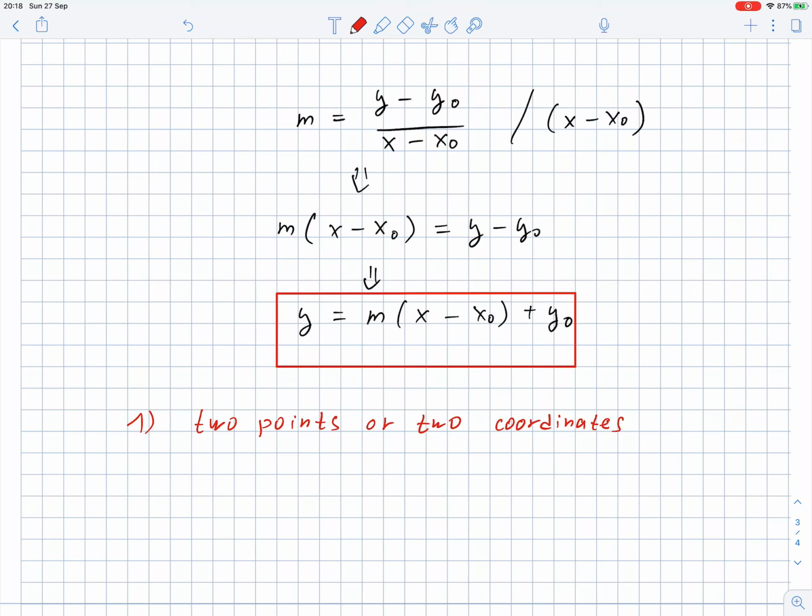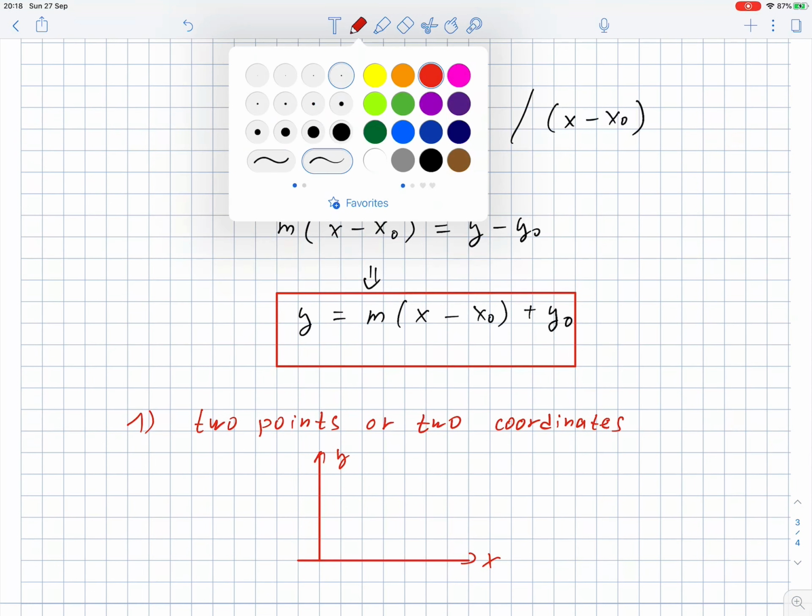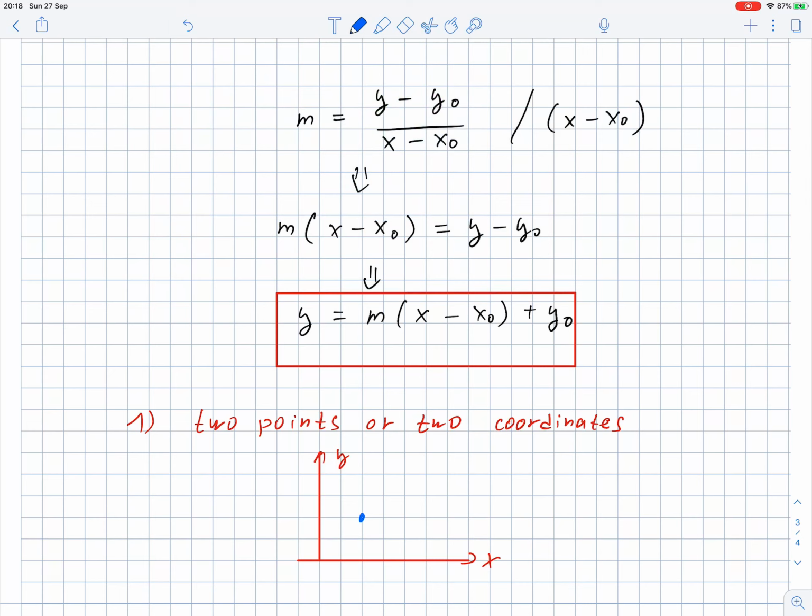Okay, this is one, because if you have 2 points, let's draw this fast. Y and X, and let's assume those 2 coordinates are given and we are talking about a linear function. 2 points are enough to draw a straight line between them.